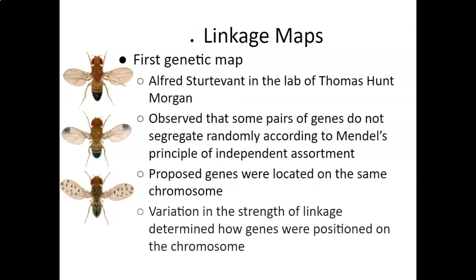Okay, so talking about linkage maps. It's our first genetic map, and a new scientist, Alfred Sturtevant. He worked in Morgan's lab, and he observed that some pairs of genes don't segregate randomly, like what Mendel was saying. And so he actually proposed that genes were located on the same chromosome, and the variation in the strength of the linkage determined how the genes were positioned on the chromosome.